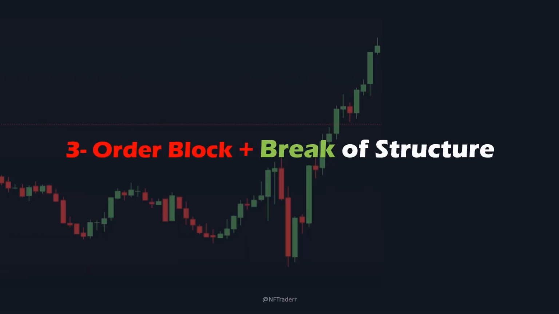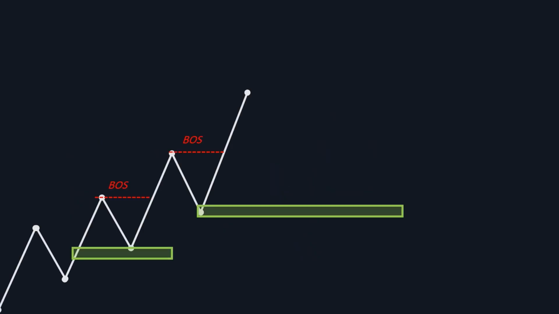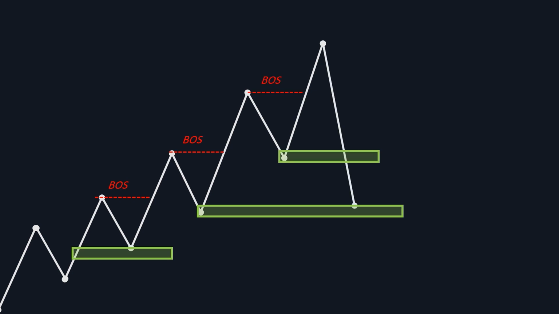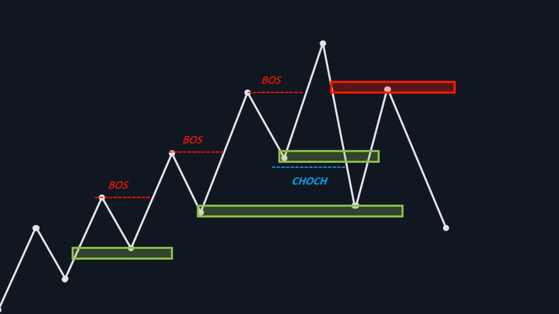Number 3 is a break of structure. A high-quality order block should lead to a break of structure or a change of character in the market. This indicates whether the market will continue in its direction or reverse.